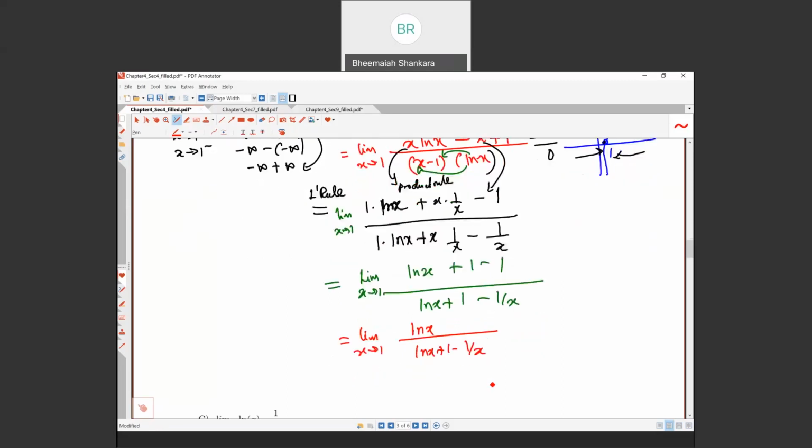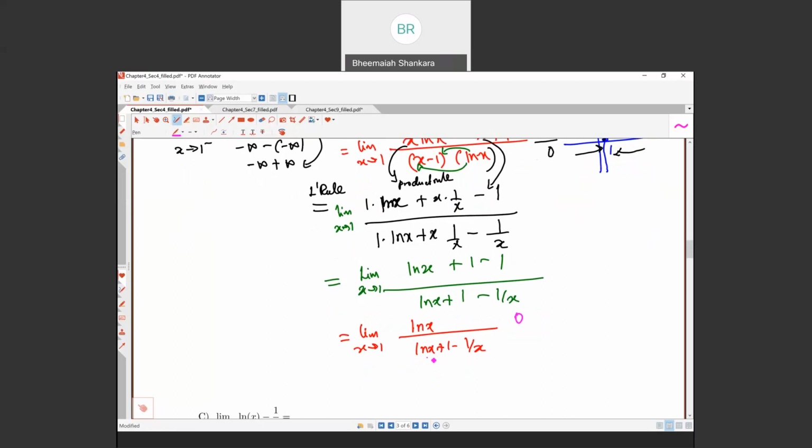So now you can check the limit by plugging in. ln 1 is 0 in the numerator. In the denominator you have ln 1 is 0, 0 plus 1 minus 1, still 0. Still you are getting the 0 over 0 form, which means you can apply L'Hopital's rule again. So it's the limit as x approaches 1, differentiate the numerator, 1 over x, differentiate the denominator, 1 over x plus 1 over x squared. When you evaluate at x equal to 1, you get 1 over 1 plus 1, which is 1 over 2, or one half.